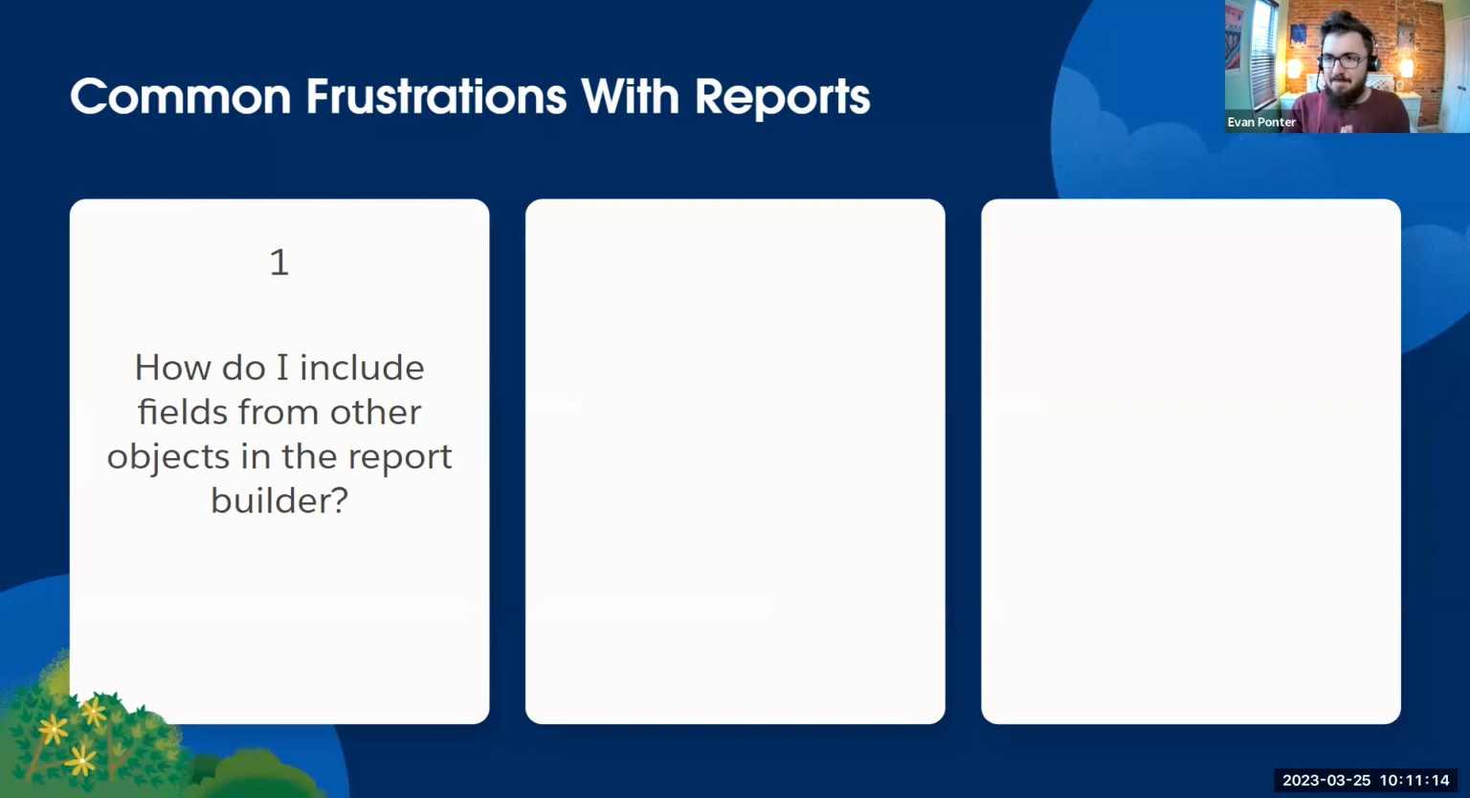The first common frustration I typically hear from people is they want to include fields from other objects in the report builder. They might have been using either standard report types or built their own custom report types or have an installed package that has a custom report type. And they've been able to reference fields from a couple different objects. But people always want more. How do we get more fields into the report builder from all of the other objects that we've set up in our data architecture hierarchy?